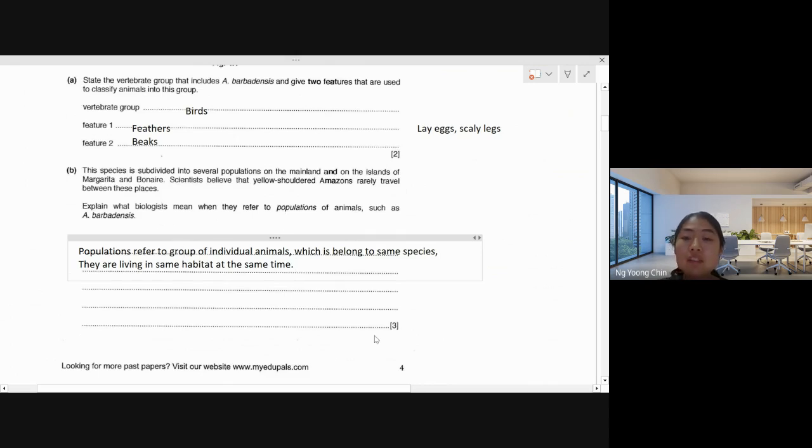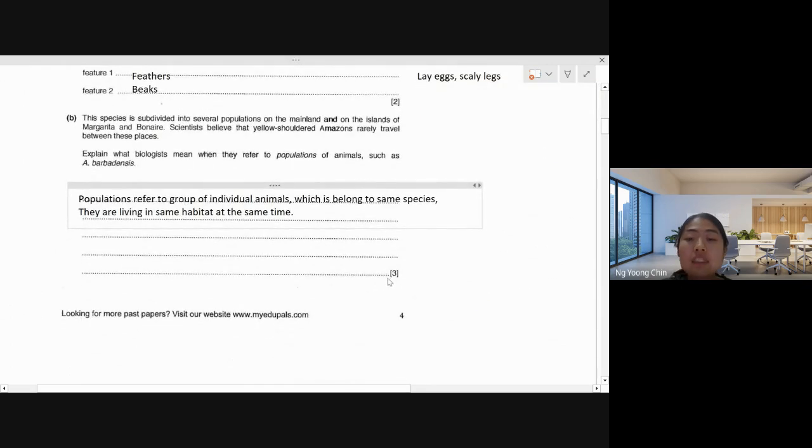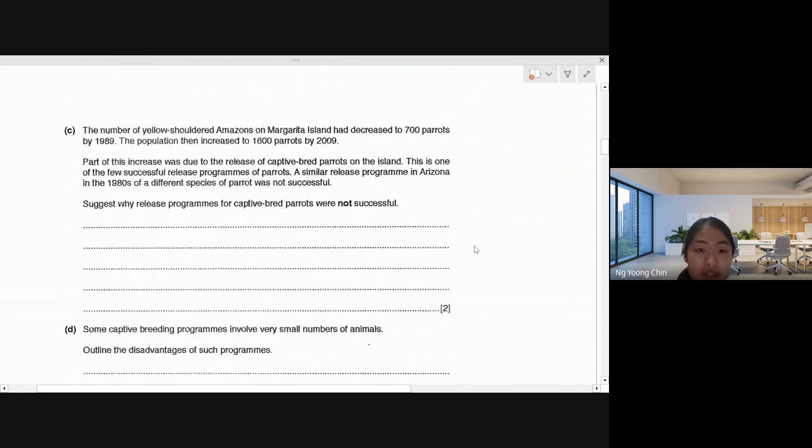Three marks, right? So every time you answer a question, please refer to the marks first. If they state 3 marks, you should answer at least 3 or 4 points. You cannot answer only 1 point or 2 points, or you will not get the full mark. So: group of individual animals, same species, and then same habitat at the same time. Yeah, this is the answer.